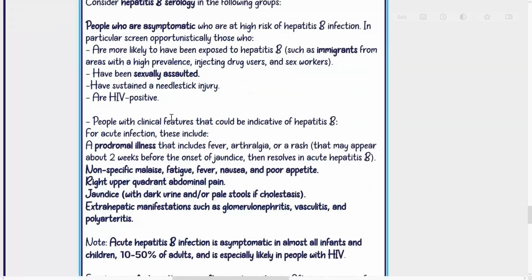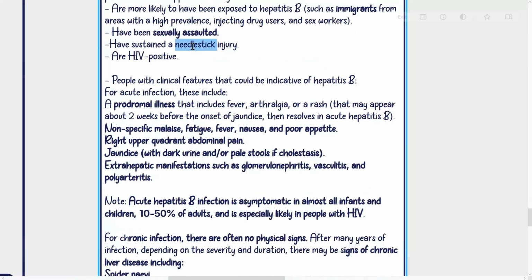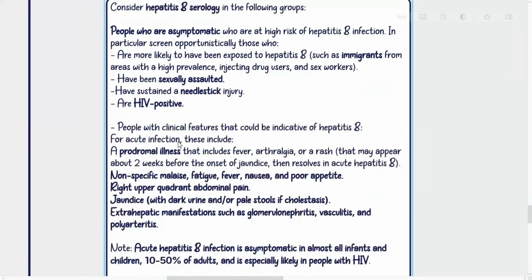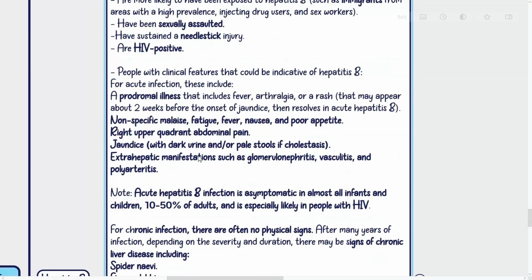People with clinical features that could be indicative of hepatitis B for acute infection. These include a prodromal illness that includes fever, arthralgia, or a rash, that may appear about 2 weeks before the onset of jaundice, then resolves in acute hepatitis B. Nonspecific malaise, fatigue, fever, nausea, and poor appetite. Right upper quadrant abdominal pain. Jaundice, with dark urine and/or pale stools of cholestasis. Extrahepatic manifestations such as glomerulonephritis, vasculitis, and polyarteritis.